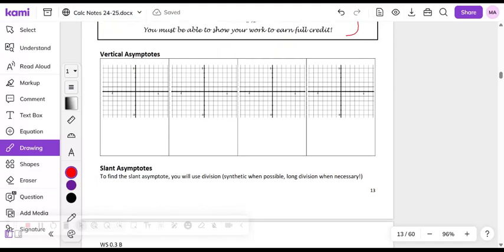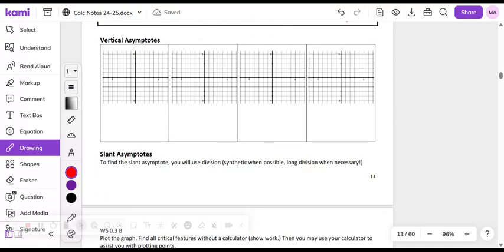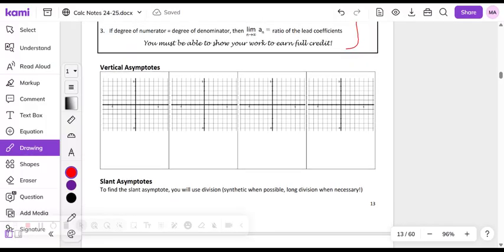Okay? So let's take a look at what we have here. Now we're going to talk about vertical asymptotes. And we're going to give ourselves a vertical asymptote at x equals -2, sorry. This is x equals -2. Let's do one over here at 3.